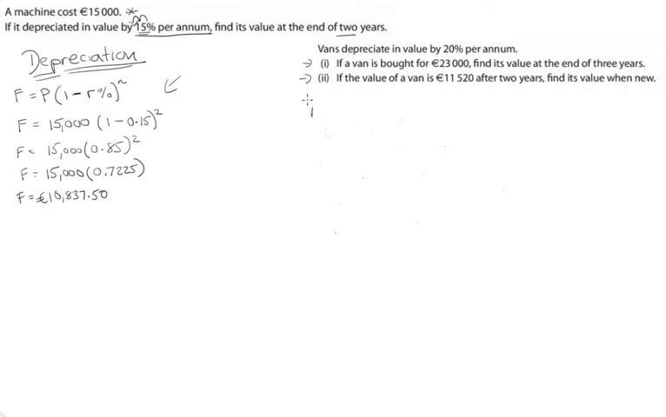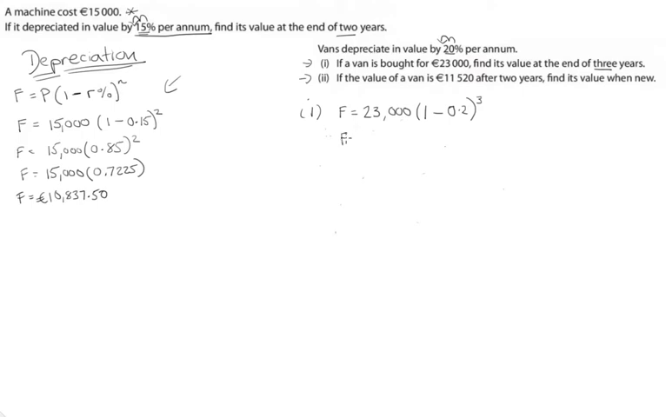All right, so let's have a look at number 1 first. If a van is bought for 23,000, well, let's put out our formula first. F is equal to P, so the price of the van was 23,000, and find its value at the end of 3 years. What's the percentage? The percentage is 20%. So that is 1 minus, now we're going to turn that into a decimal. Move the decimal point 2 places to the left. 1 minus 0.2. And then to the power of how many years? 3 years. So to the power of 3.